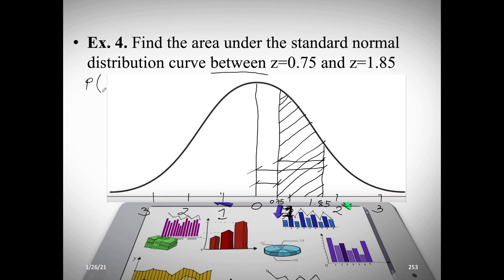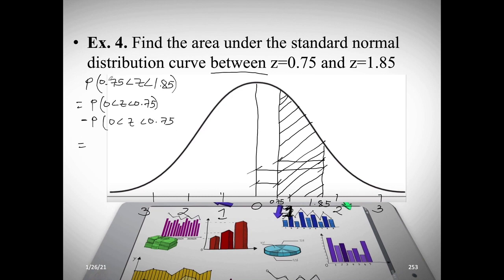So, P of this on the left, that's what we will put on the left so you won't get confused: 0.75 less than Z, Z serving as the area, less than 1.85. Again, as I mentioned earlier, this is equivalent to the value of P of 0 less than Z less than 1.85, minus P of 0 less than Z less than 0.75.